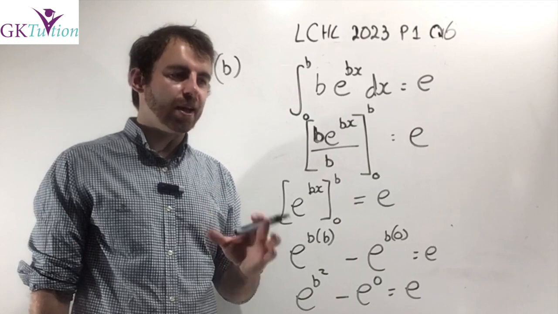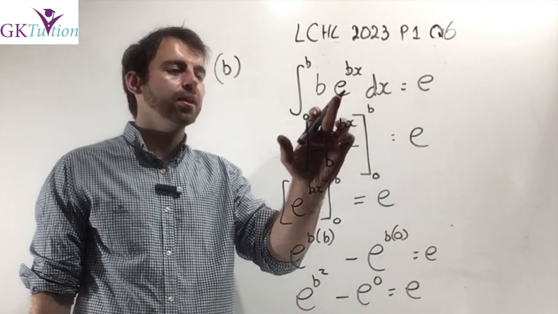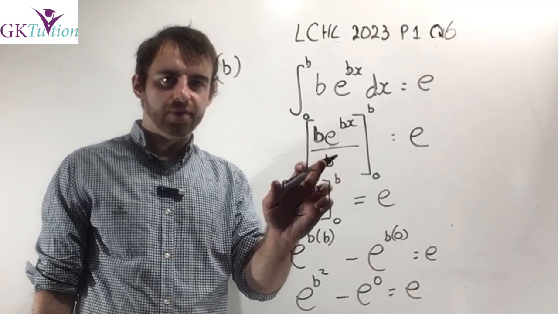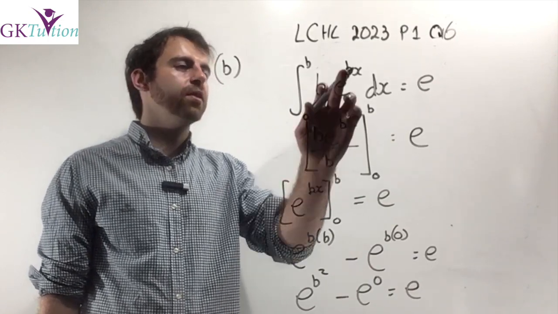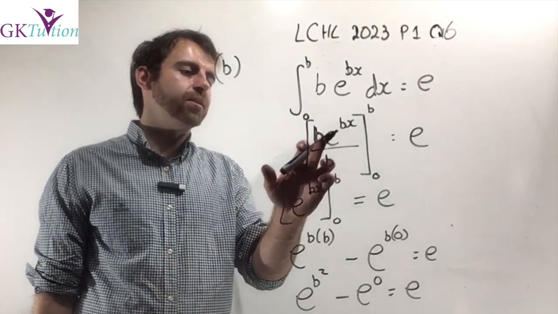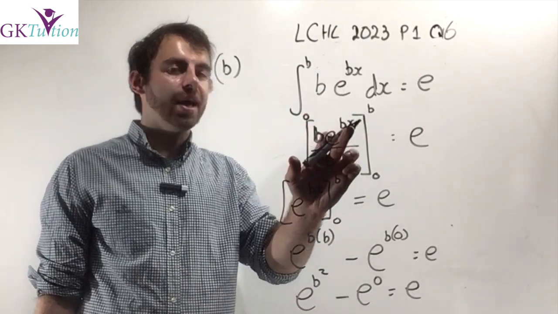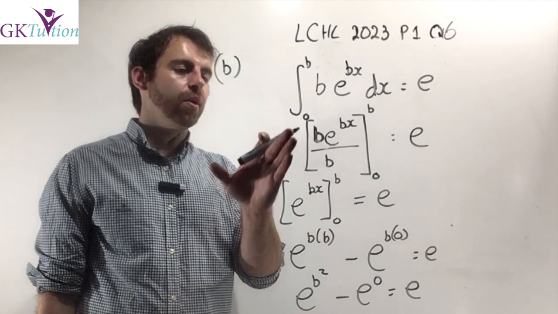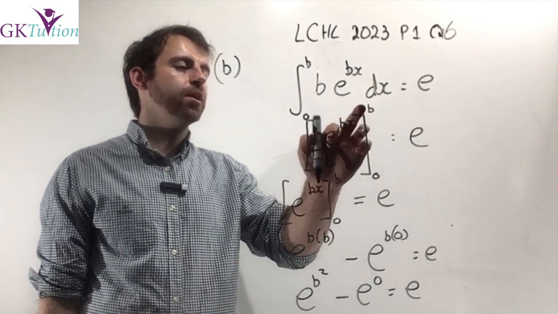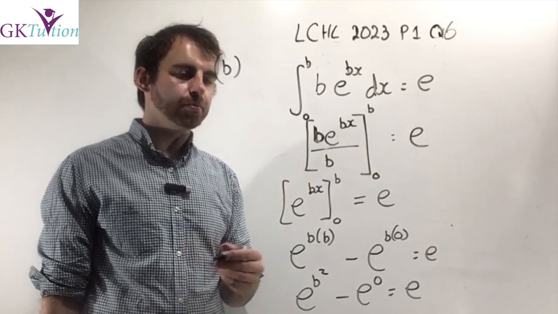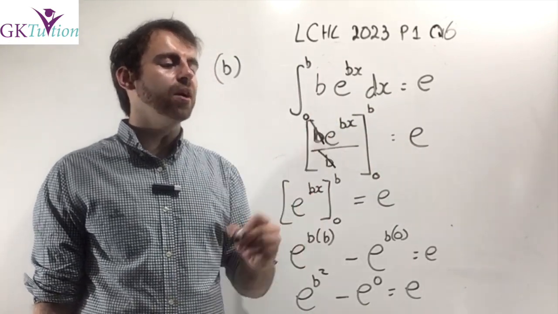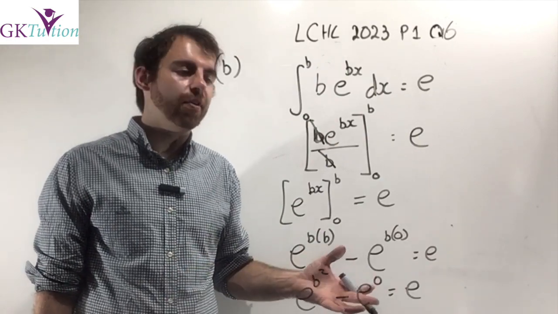The maths tables tells us that if you have e to the power of something, it stays exactly the same, and then you divide by the derivative of the power. So the derivative of bx is b. So basically e to the bx becomes e to the bx divided by b. So I've integrated now, and now I just need to sub in my limits. My upper limit is b, my lower limit is 0. However, something nice happens here. The b on the bottom and the b on the top cancel, so I actually don't have a fraction anymore.